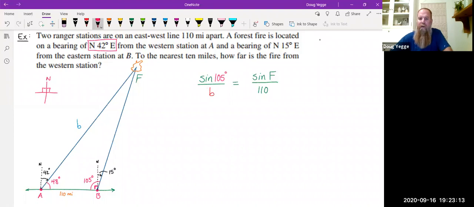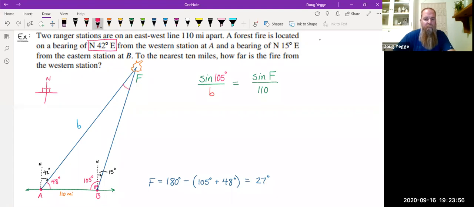But if we're going to do that, we also are going to need to know what angle F is going to be. But keep in mind that if I've got two angles in the triangle here, I could find the third angle by just subtracting from 180 degrees. So we could find out that angle F is equal to 180 degrees minus the sum of 105 degrees and 48 degrees. So that gives a total of 153 degrees. So when I take that away from 180, that gives me a total of 27 degrees.